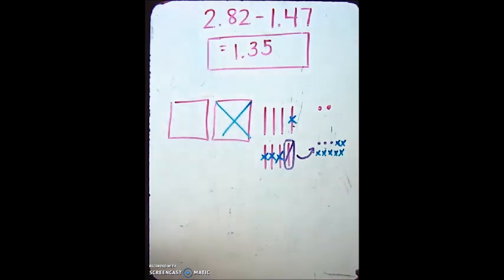So that's how you would model decimal subtraction using base 10 blocks or by drawing a picture to show what your base 10 models would look like.